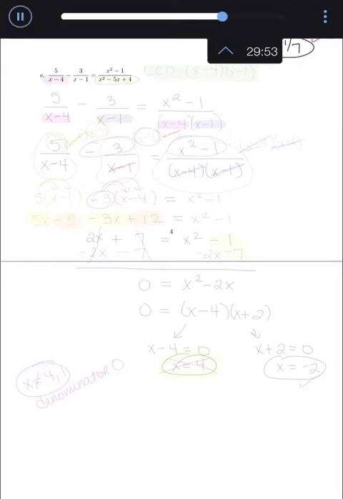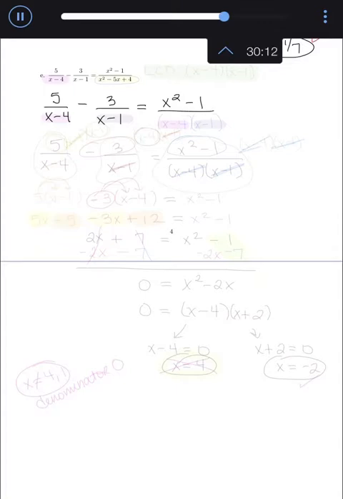Moving on to problem E. On E, we've got 5 over x minus 4 minus 3 over x minus 1 equals, we've got an x squared minus 1.